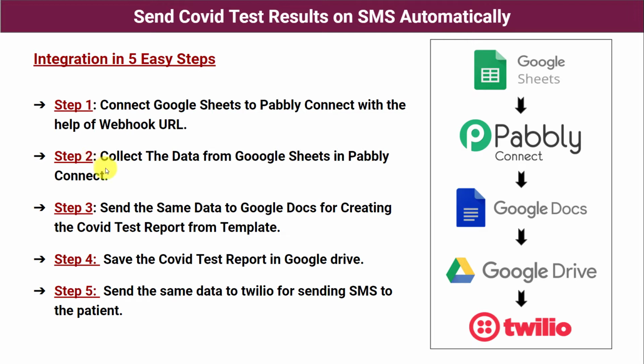Now in the second step, collect the data from Google Sheets into Pabbly Connect. So here what we have to do, as our Google Sheets is connected with Pabbly Connect, we have to capture the data here into Pabbly Connect.